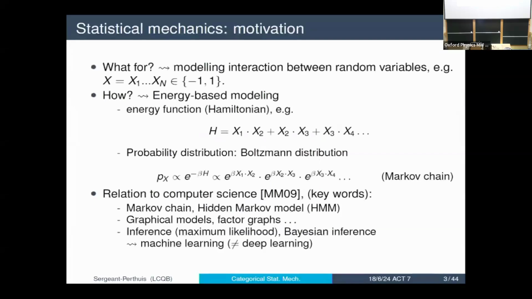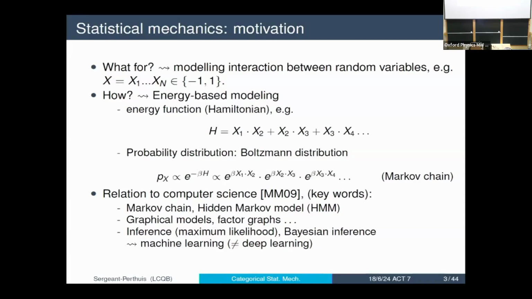Maybe you are or are not familiar with statistical mechanics. So what is it? Basically, you have a collection of random variables. For example, take lattice spins, where each variable takes values between -1 and 1, and you want to describe the correlations, the dependency between the variables. The way to do it is to put a Hamiltonian, to introduce an energy function. For example, here the Hamiltonian is the sum of the product of the different variables.